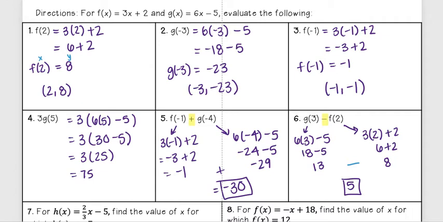Okay, so the answer you should have gotten was 5. After I found g of 3, I got 13. When I found f of 2, I got 8. And then my very last step, I need to subtract those two. So 13 minus 8, and you get 5.